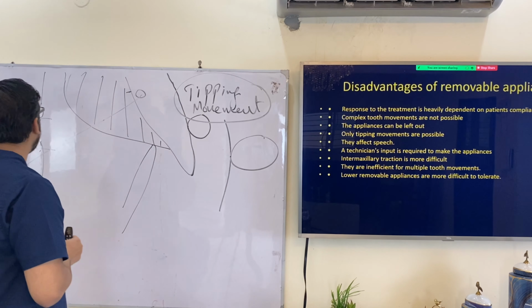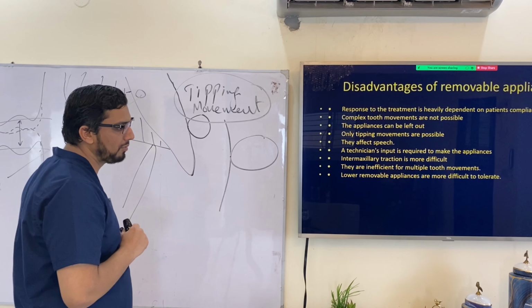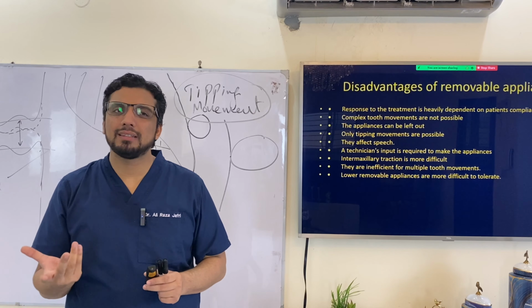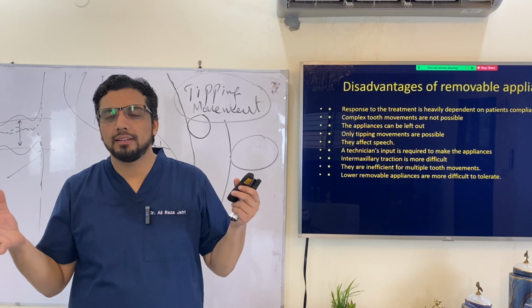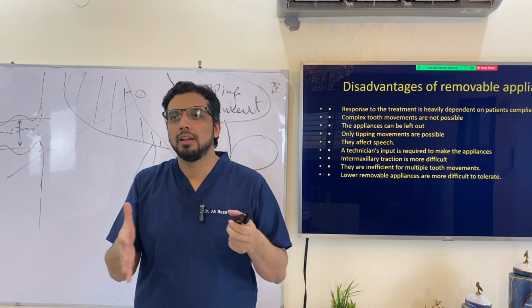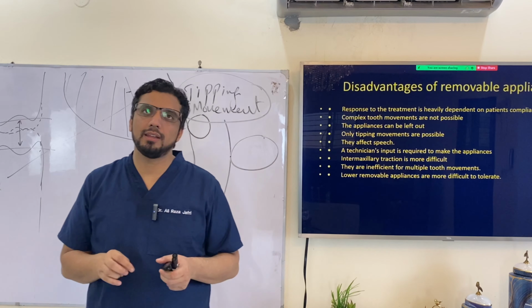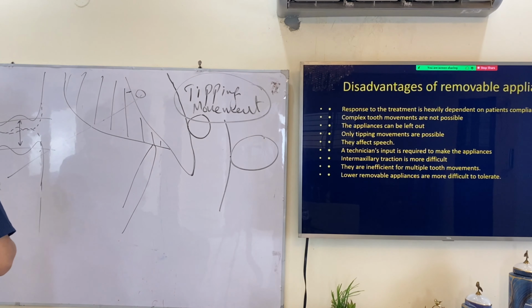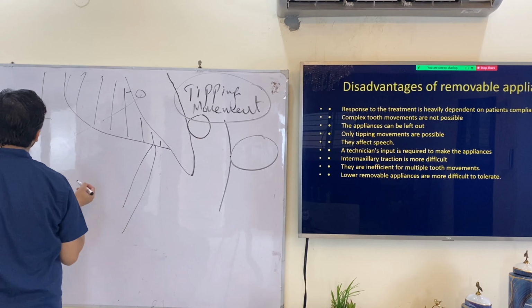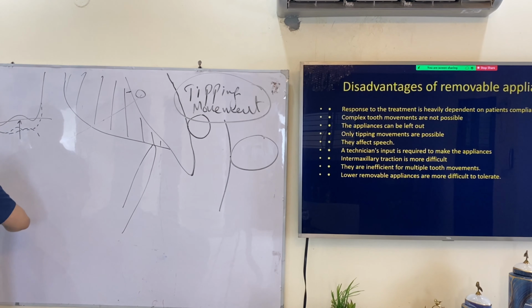In the lower arch, the removable appliance is not so successful, the classical removable appliance. It is also not so good in the lower arch because the tongue is adjacent, and the tongue space is constantly encroached by the removable appliance. Yes, this is a very important reason. But the main point in the lower arch is that the lower teeth are normally inclined like this.